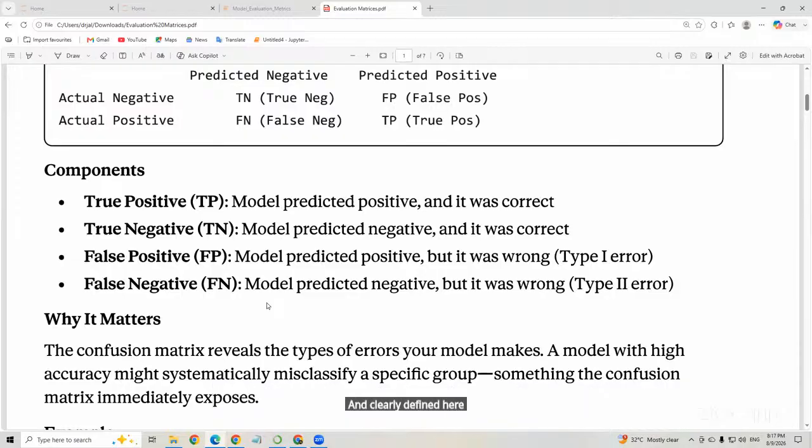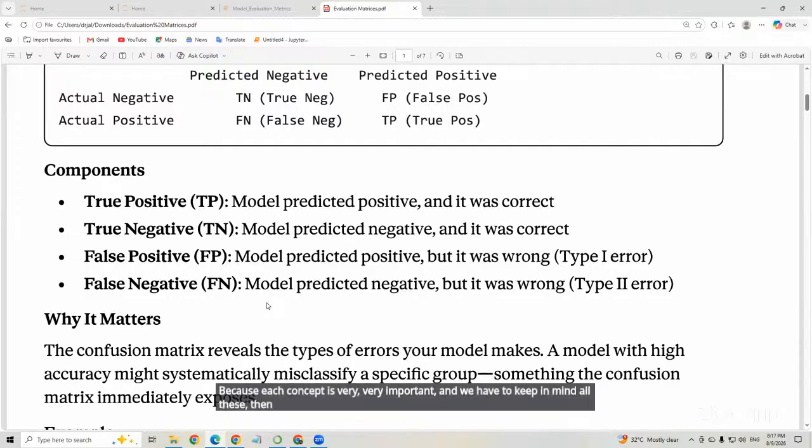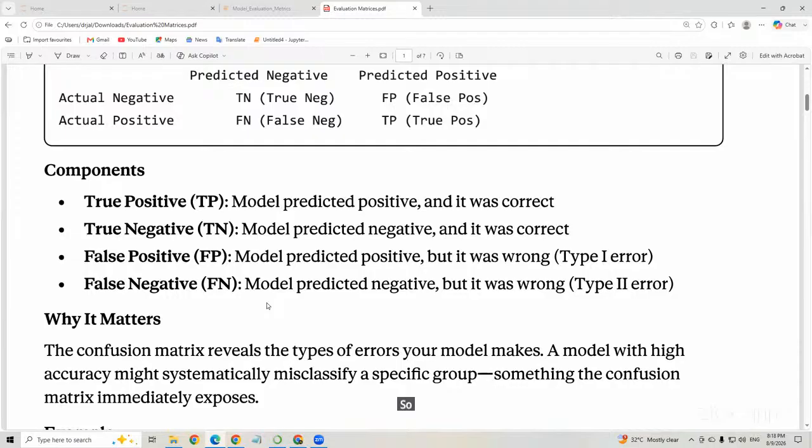And this file which I prepared is quite simple, but still we are required to spend time, because each concept is very, very important and we have to keep all of this in mind. Then we can have a better understanding about the test and when you implement it. So this deep understanding will help you to interpret the model.